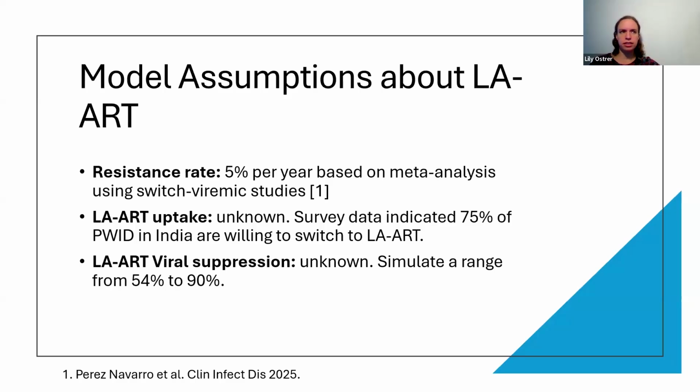And the uptake of long-acting ART in our model, we know the empiric data is unknown. We're not sure what uptake will be like in the real world, but survey data among people who inject drugs in India has indicated that 75% of people who inject drugs are very likely or willing to switch to long-acting ART. And then in terms of the viral suppression rate that we assumed in the model, again, this is unknown. So we simulated a range from the current 54% to 90%.